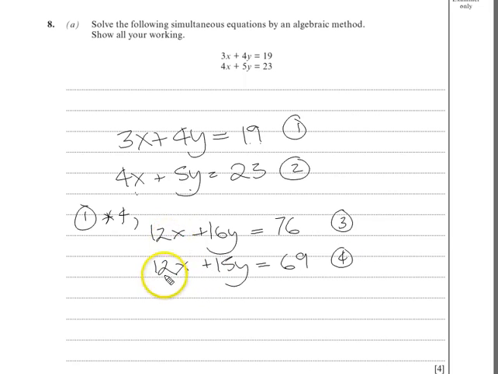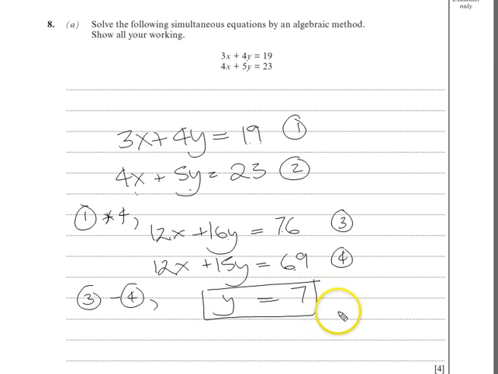Now, we've got the same number of x's in these two equations, so we can find the difference. Because this one's bigger than that one, it's easier to do 3 take 4, and we'll get a positive number of y's, which makes life easier for ourselves. So 3 minus 4, then what does that give? That take that goes. So we're doing the difference of this side equals the difference of this side. 16y take 15y is 1 lot of y, so just write y. We don't bother with 1 lot of because it is just y. 76 take 69 is 7. So y is 7.